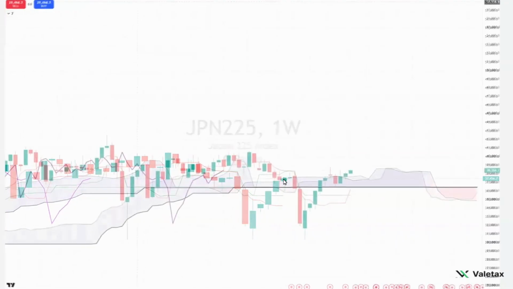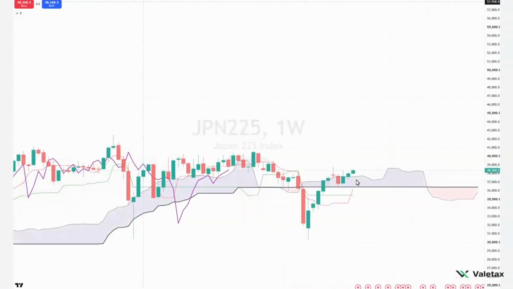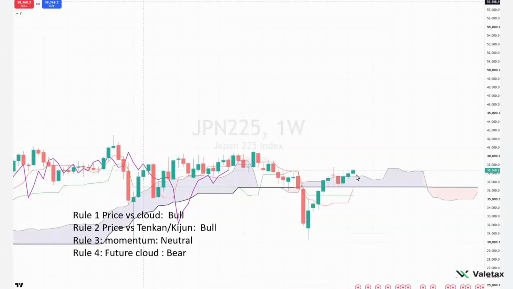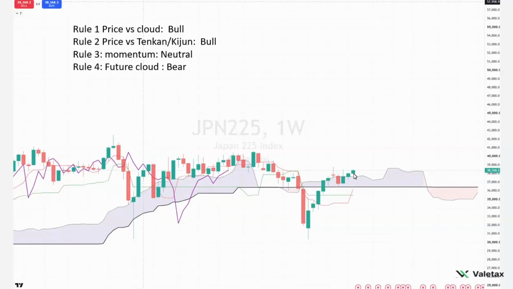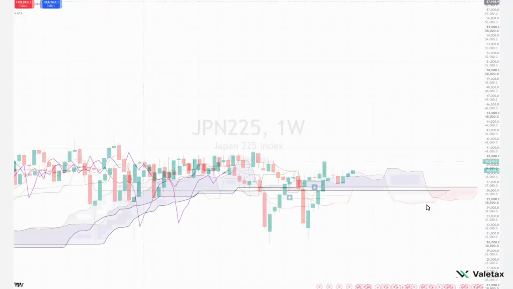So if you look at this here, it eventually decides to consolidate, and at this point right here, let's look at the rules. Price is still above the cloud, that's good. Now you've got price, red, and green, which makes the second rule true. Momentum here is touching price, so that's neutral. And then you have the future cloud here, which is bearish. That's not good. So you've got 2 out of the 4 rules, and you need to be patiently waiting for one of the other rules to become true.